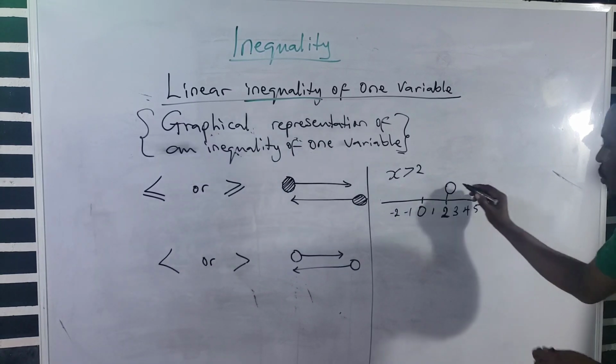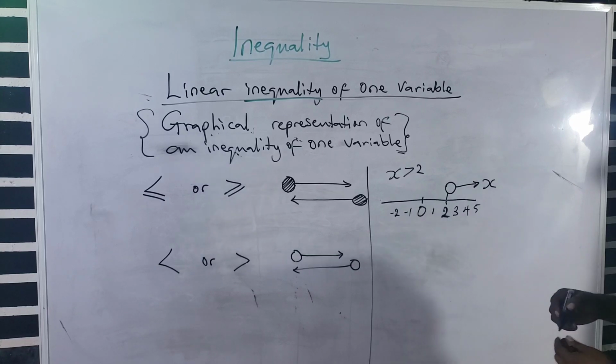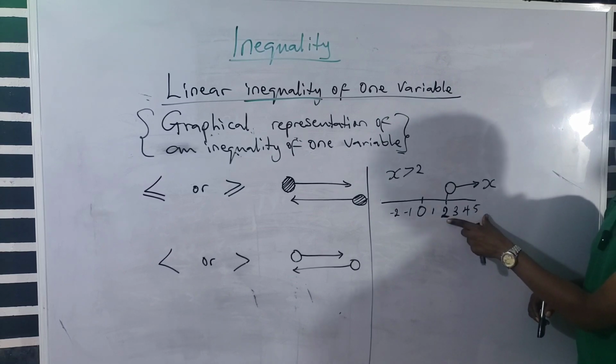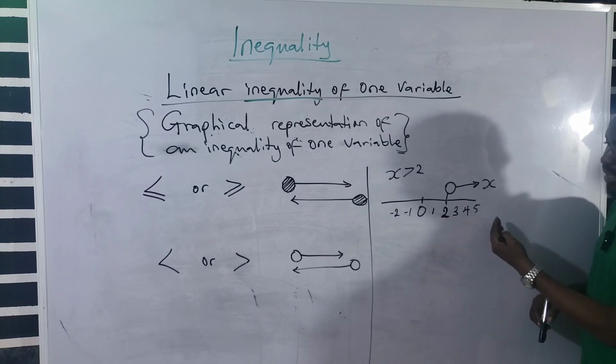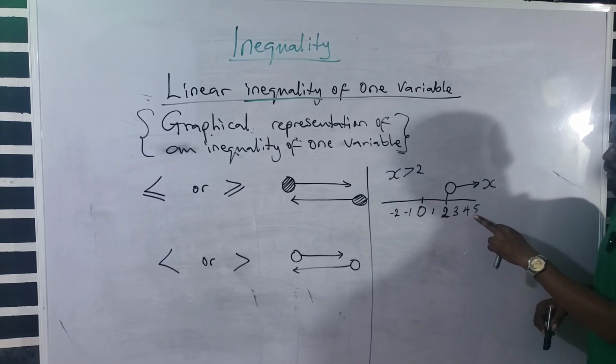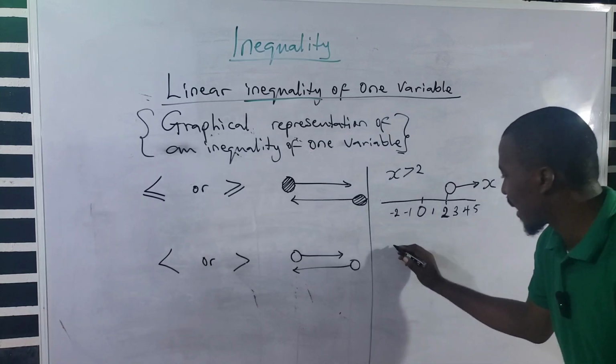So what are we going to do? We put this direction here as x. So our x is a number that is greater than 2. All numbers that are greater than 2, there is a possibility that it's going to be 3 or 4 or 5, etc.